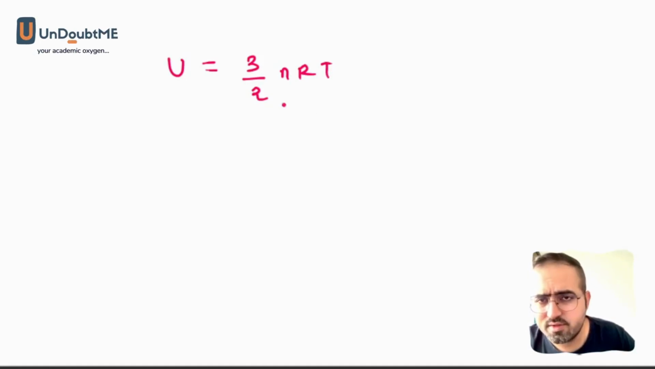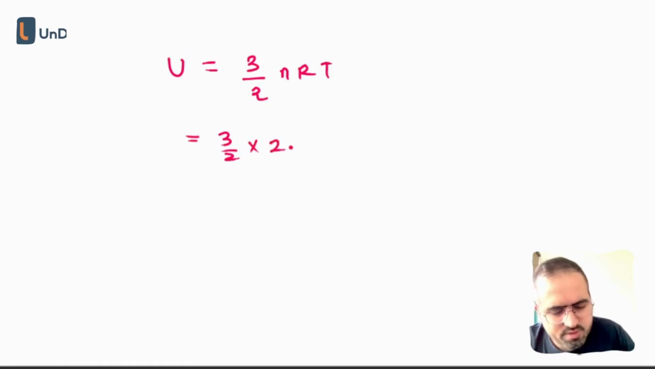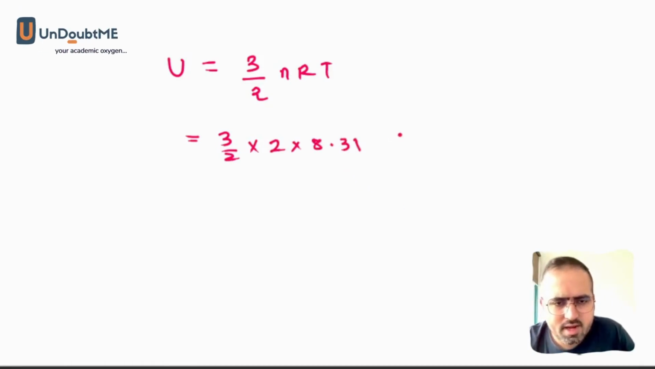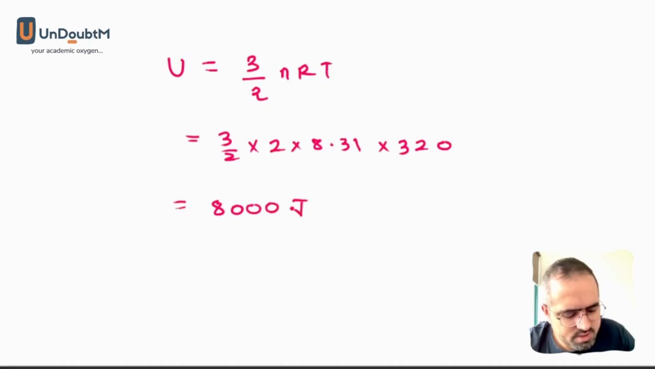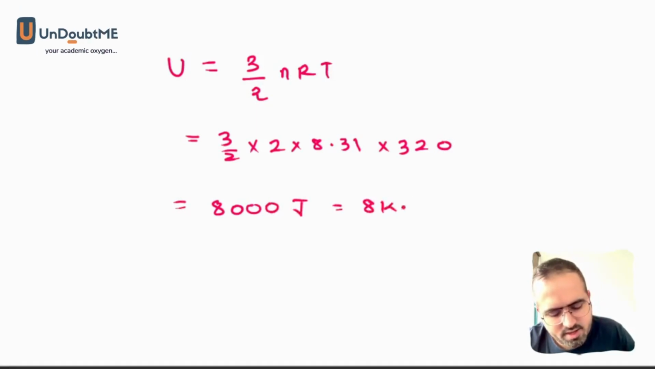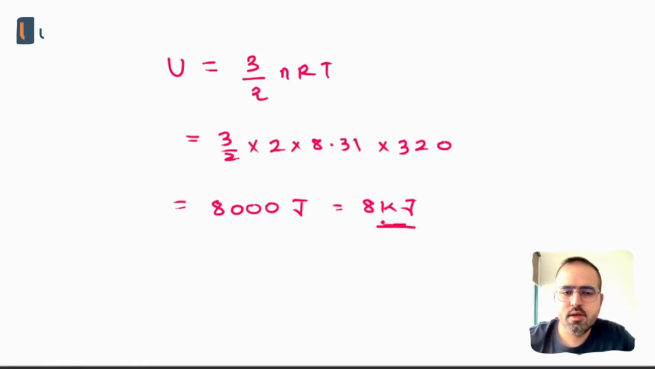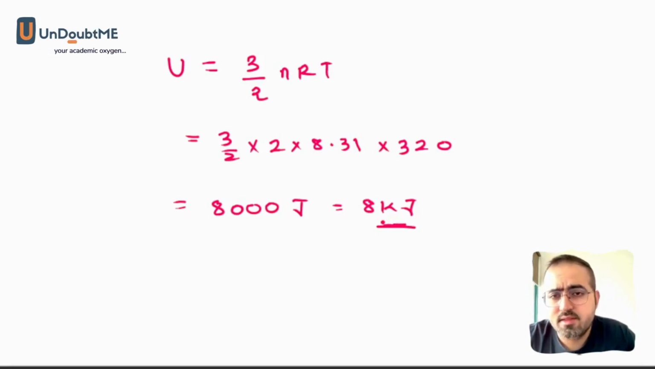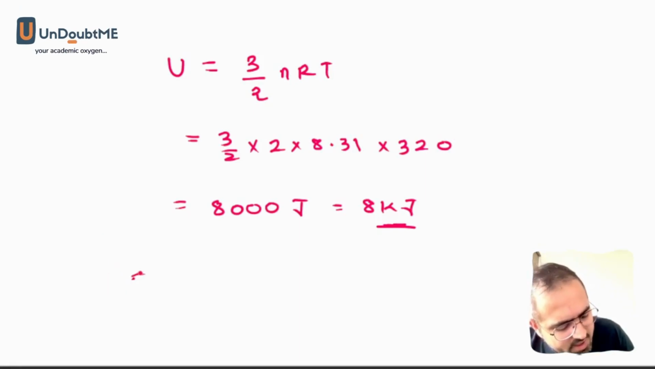Here we are going to use this formula, and the rest is just plugging in the values and getting the answer. So it's 3 by 2, the number of moles is 2, the value of the gas constant is 8.31, and the temperature is 320. When you solve it, it will come out to be 8000 joules, which can also be written as 8 kilojoule.